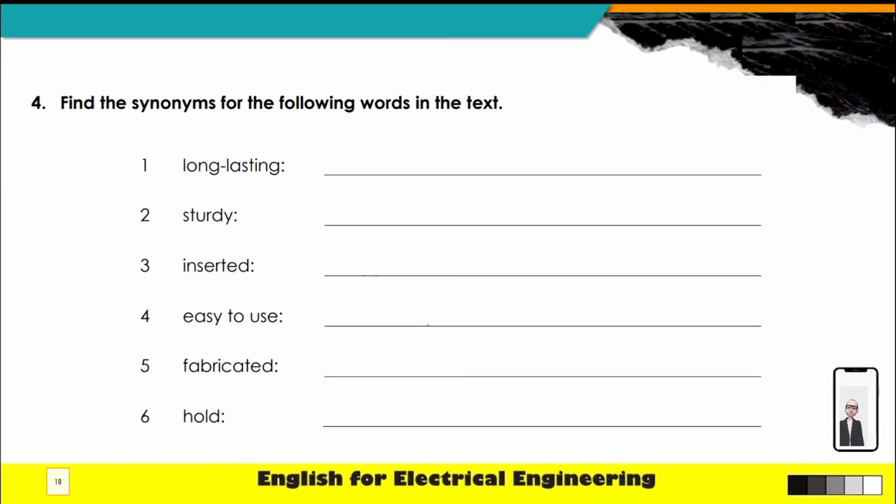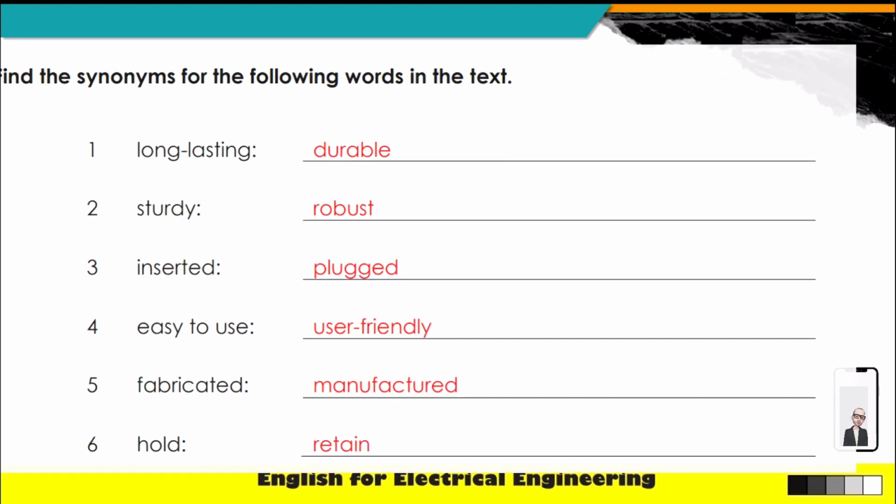Right. So, words that we would have to look at. Synonyms, words with the same meaning: long-lasting, durable, sturdy. You can go back to the previous page and find a synonym which means exactly the same as sturdy: robust. Inserted, plugged or plugged in; easy to use, user-friendly; fabricated, manufactured; hold, keep, retain. All right, so durable, robust, plugged, user-friendly, manufactured, and retain are our synonyms.